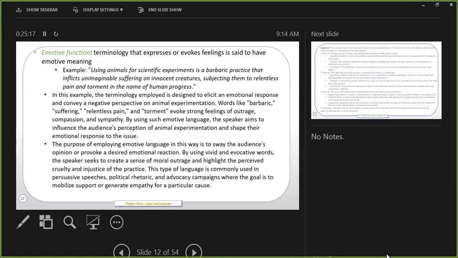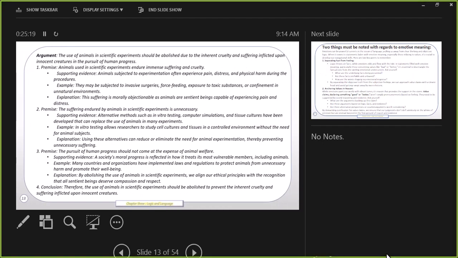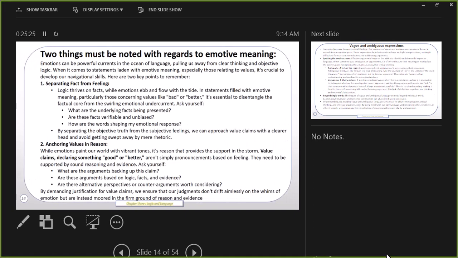So the second task is what? To substantiate, to support the value claim with evidence and reason, right? That's what this note is telling us. The first thing is to separate the feeling from fact. Second thing, separating the value claim from feeling, and finally supporting the value claim with reason and evidence to make the argument most concrete and tangible, right?